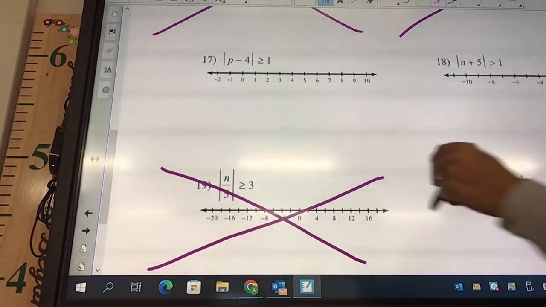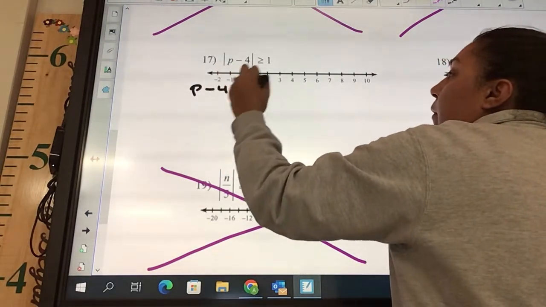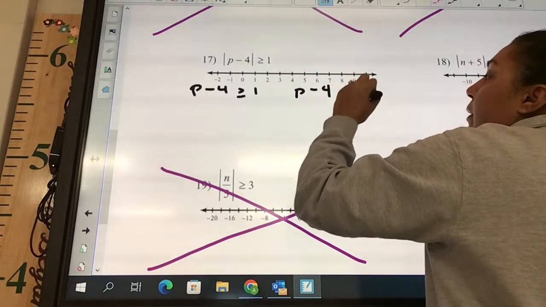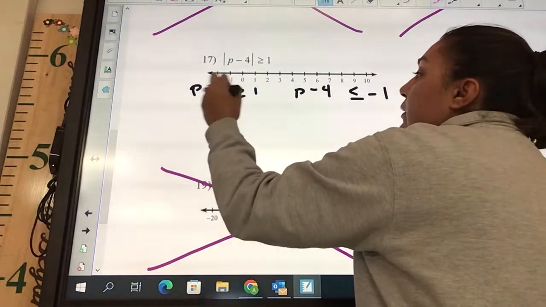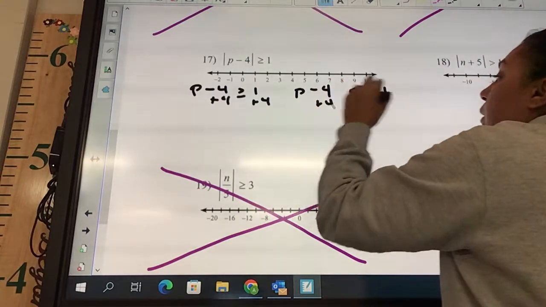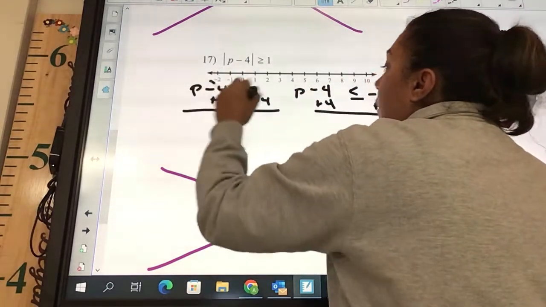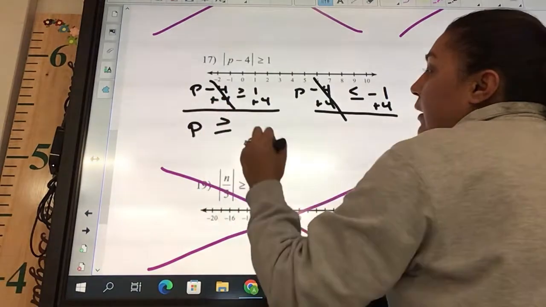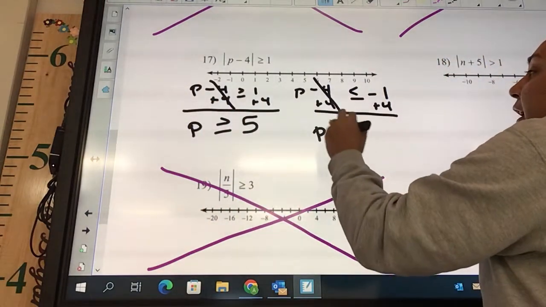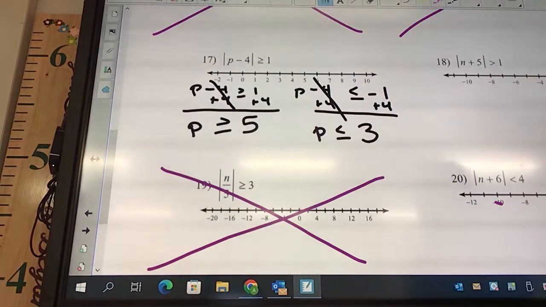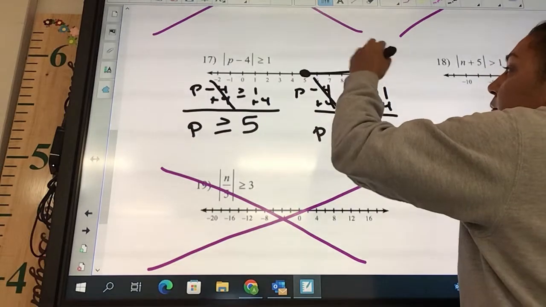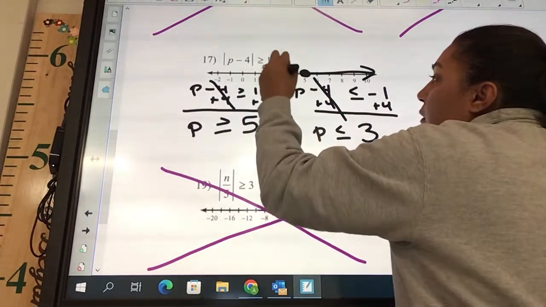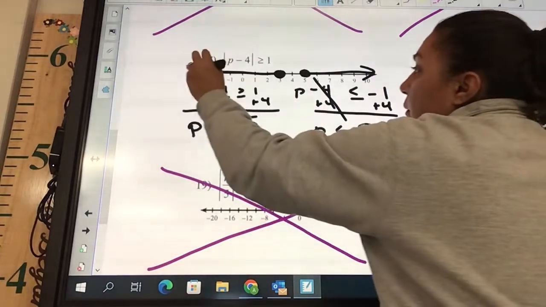Last one. I got p -4, and I got p -4. Flip it and make it a negative. Okay, so I'm going to say +4, +4, +4, +4. So I got p, and that's going to be 5. 1 + 4 is 5. Then I got -1 + 4 is going to be 3. Okay, so on the 5, it's going to be closed, and it says p is bigger. On the 3, it's going to be closed, and this says p is smaller.